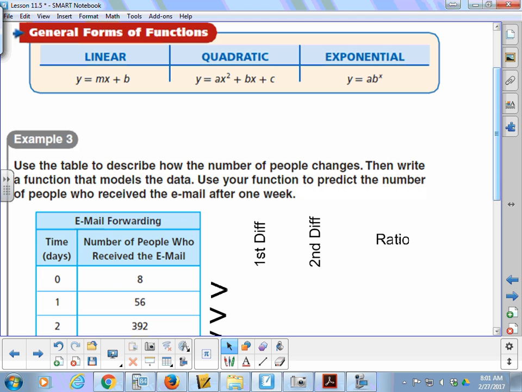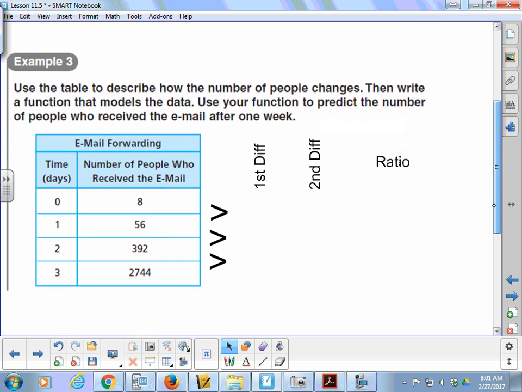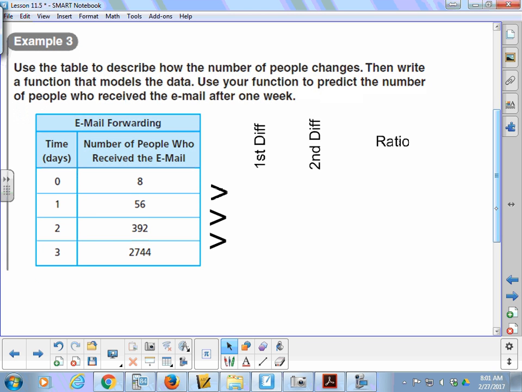So here we have a table that describes how the number of people changes. Then write a function that models the data. Use your function to predict the number of people who will receive the email after 1 week. So we've got an email forwarding system, right? So how many days have gone by, and the number of people who have received the email. We want to find the function rule for this. And then we want to figure out, all right, how many people then receive the email after 1 week?